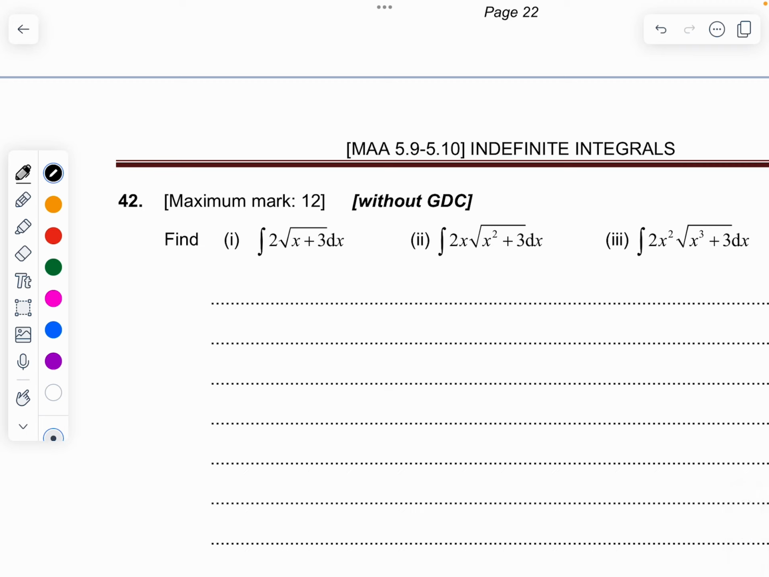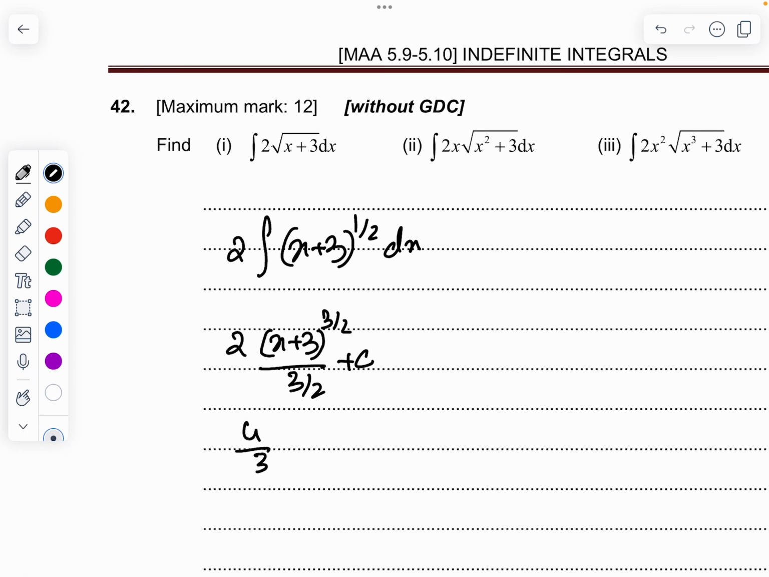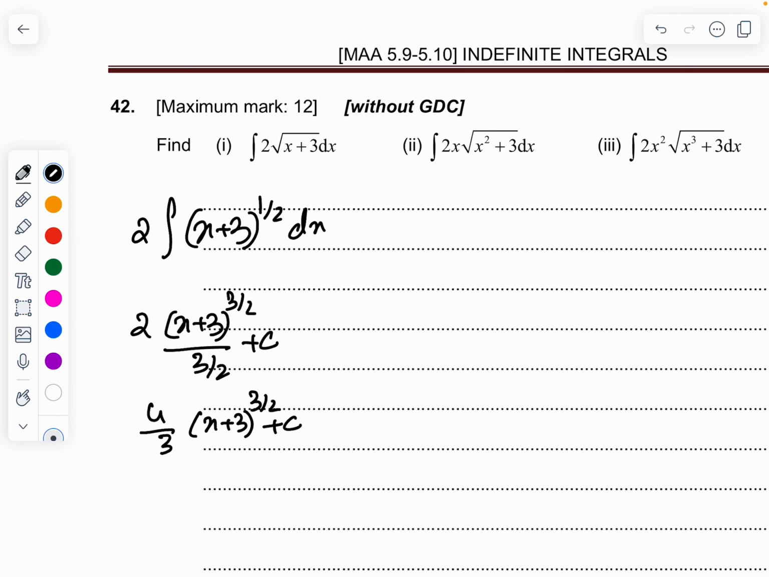Then the integral of (x plus 3) to the power of 1 by 2 dx. So 2 times (x plus 3) to the power of 3 by 2 upon 3 by 2 plus c, which becomes 4 upon 3 (x plus 3) whole power 3 upon 2 plus c. That is for part A, or the first question.